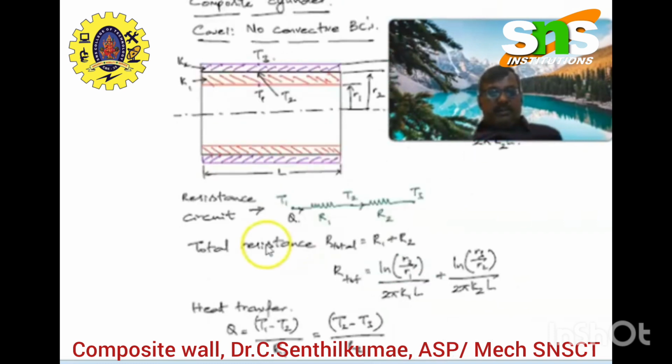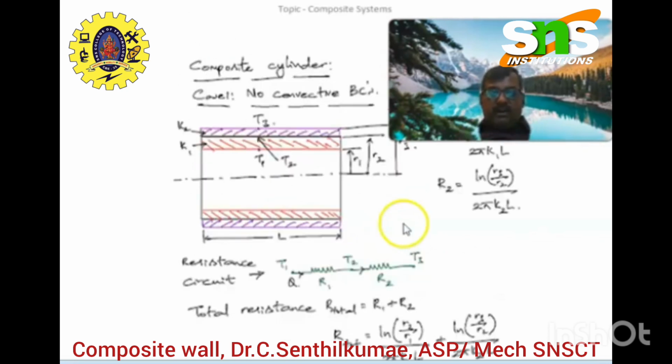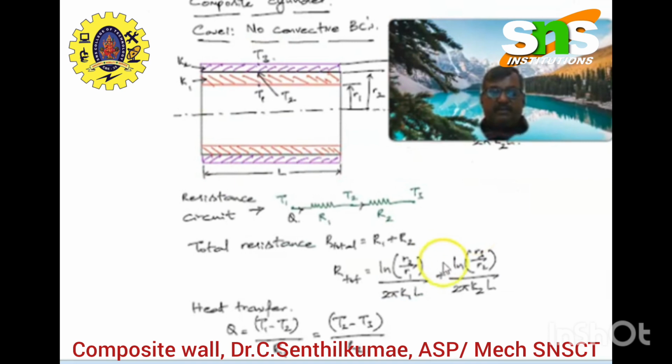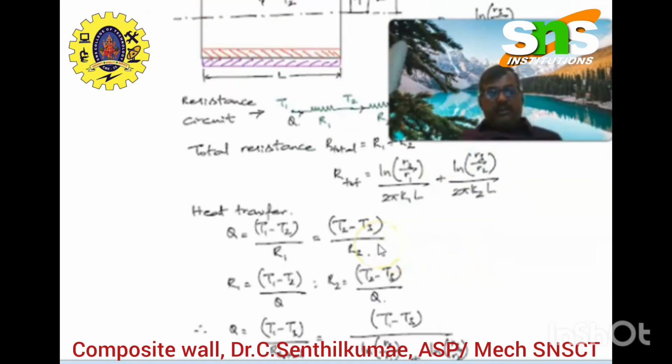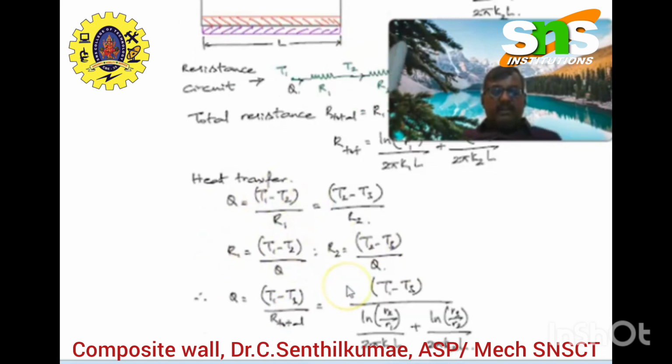Coming to the thermal resistance circuit, T1, Q, R1, T2 will be at this point, so that is conduction, R2, T3. So the total resistance R total will be R1 plus R2, which is equal to the sum of the ln terms that we have seen here. The same equation we are substituting. Heat transfer Q will be T1 minus T2 divided by R1, which is equal to T2 minus T3 divided by R2. So the total Q will be T1 minus T3 divided by R total, that is T1 minus T3 divided by ln of R2 by R1 divided by 2 pi K1L plus ln of R3 by R2 divided by 2 pi K2L.